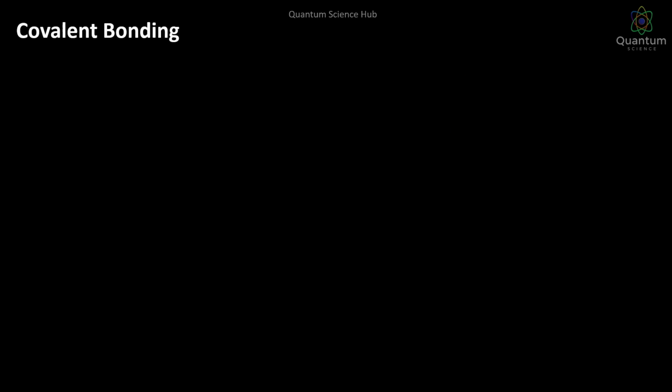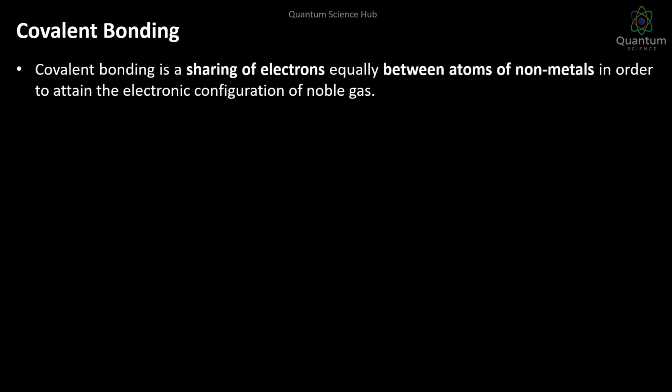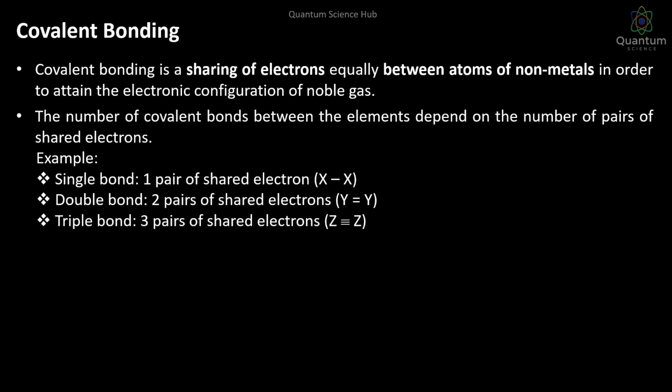Now let's talk about covalent bonding. Covalent bonding is a sharing of electrons equally between atoms of nonmetals in order to attain the electronic configuration of a noble gas. The number of covalent bonds between the elements depends on the number of pairs of shared electrons. In a single bond, there is 1 pair of shared electrons. So for example, I have 1 atom and another atom, and they are sharing 1 pair of electrons. So this is what we call 1 pair of electrons, okay?